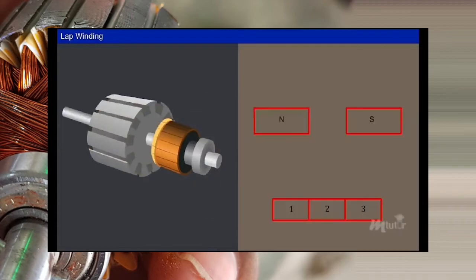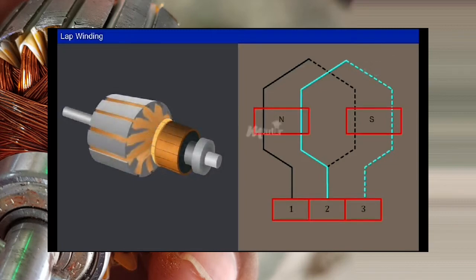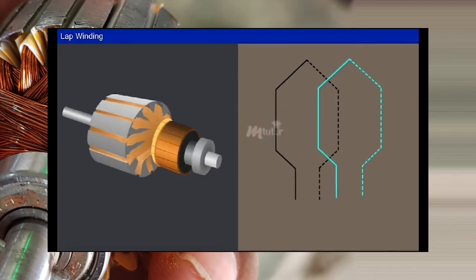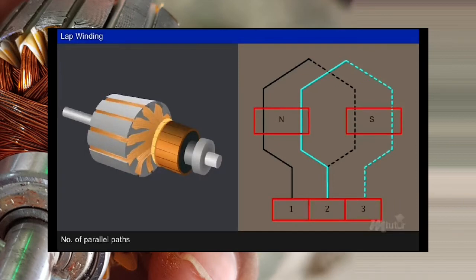In this type of winding, the completing side end or the back end of a coil is connected to a commutator and to the start or front end side of the successive coil under the same pole pair. This process continues for the remaining coils. It can be observed that the coils overlap each other in this type of winding method, and hence the name lap winding. Therefore, the number of parallel paths A of lap winding is equal to the number of poles P.